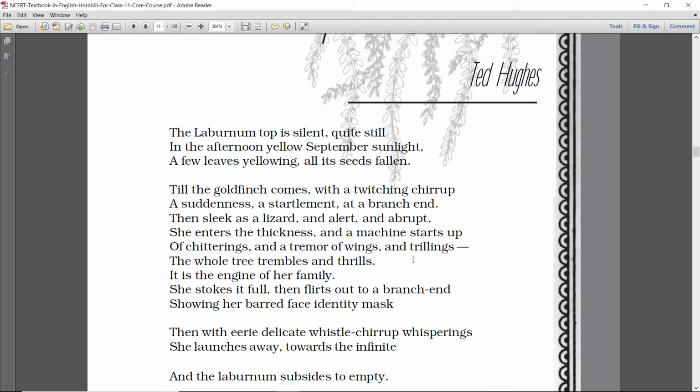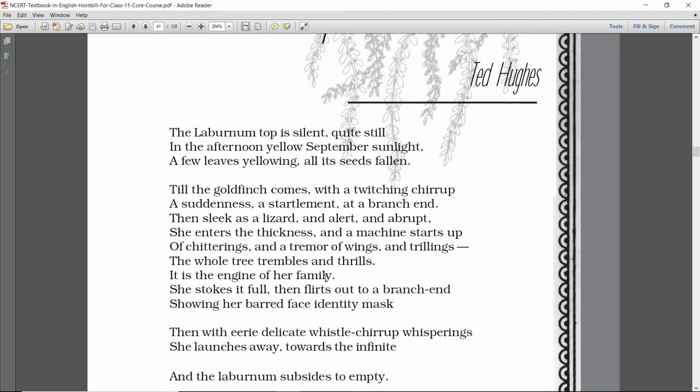So we understand here that the arrival of the goldfinch is like a celebration for the young ones, because after all, goldfinch was their mother, and probably they came here with some food with her. So the moment the young ones started expressing their happiness, the entire tree started shaking up. The whole tree trembles and thrills because of a lot of movement in the nest. The entire tree gets influenced by that, and it starts trembling and thrilling.